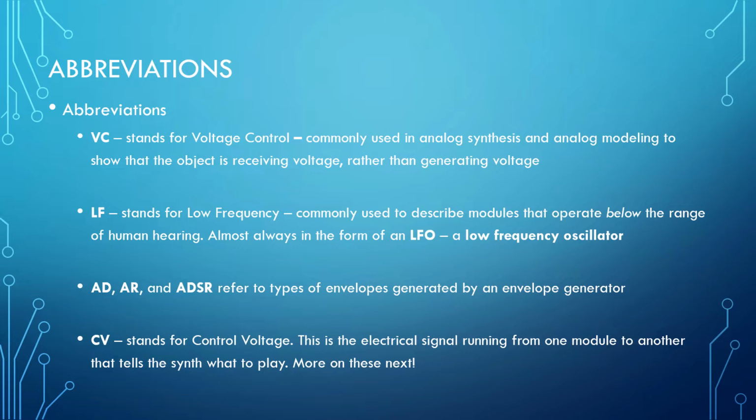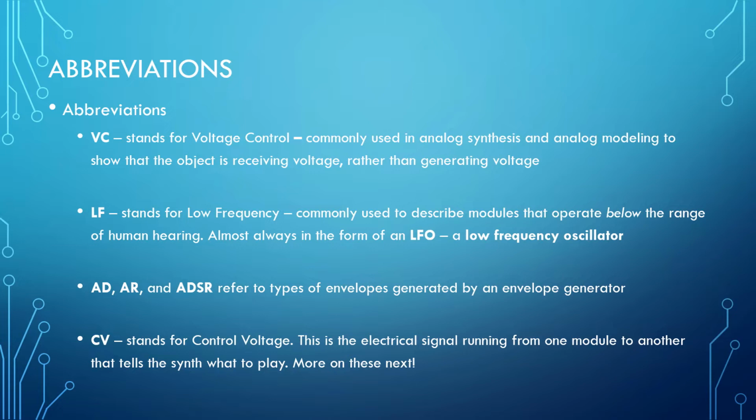LF stands for low frequency and is commonly used to describe modules that operate below the range of human hearing, so generally below 33 Hertz. This is almost always going to occur in the form of an LFO, or low-frequency oscillator, which is commonly used for modulation purposes. AD, AR, and ADSR refer to types of envelopes generated by an envelope generator. AD is attack and decay, AR is attack and release, and the two can be somewhat interchangeable depending on the manufacturer. ADSR, however, is the classic. This is attack, decay, sustain, and release.